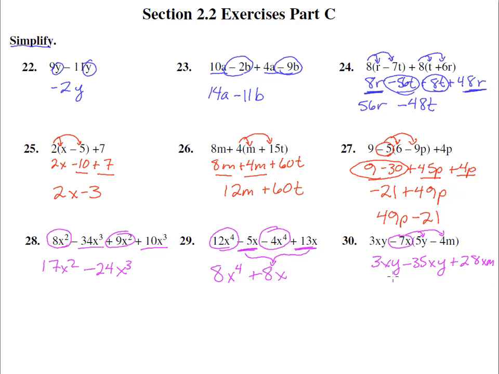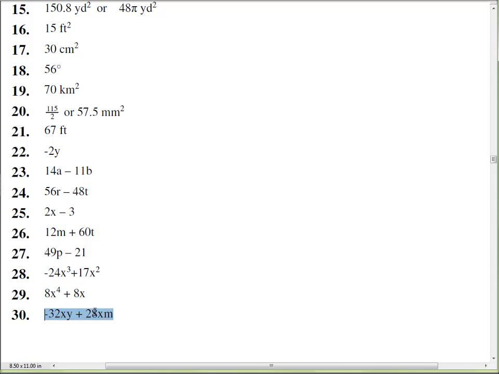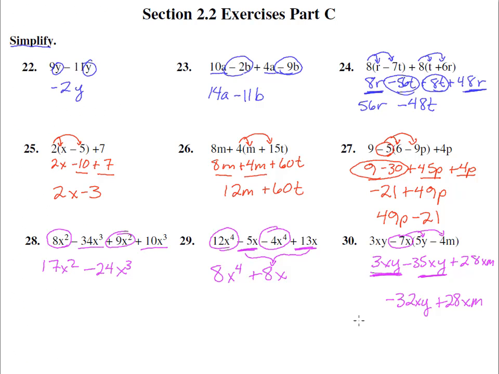Now, what can we put together? This is an xy, and that's an xy. 3 of them minus 35 of them is negative 32xy plus 28xm. Let's check our answer to make sure that last one is correct. Negative 32xy plus 28xm. And yes, indeed, that's correct.